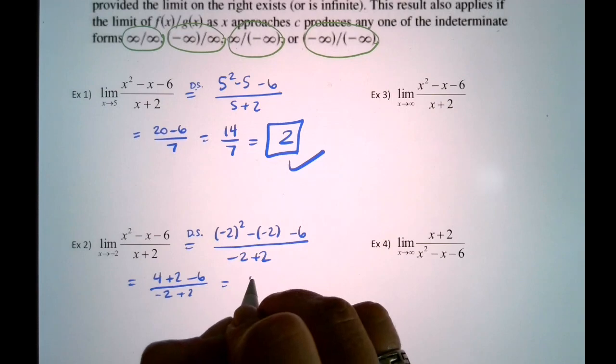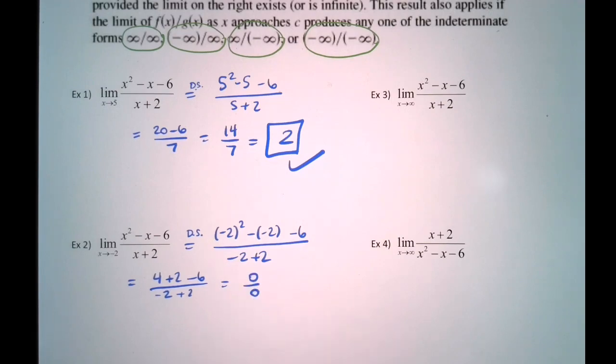Now you're in danger zone. I cannot determine the answer to this limit when my punchline is 0 over 0. It doesn't work. I can't do that. What I'm going to have to do is something else.